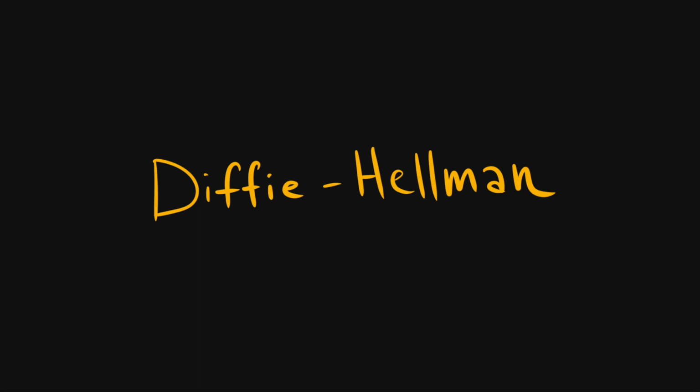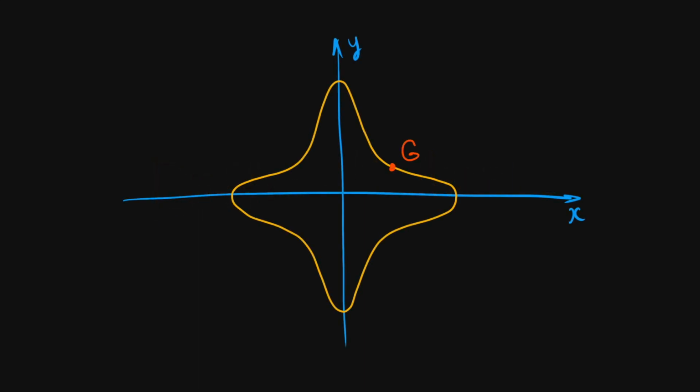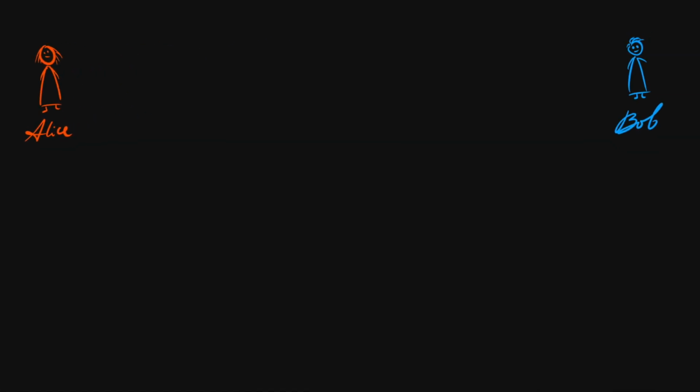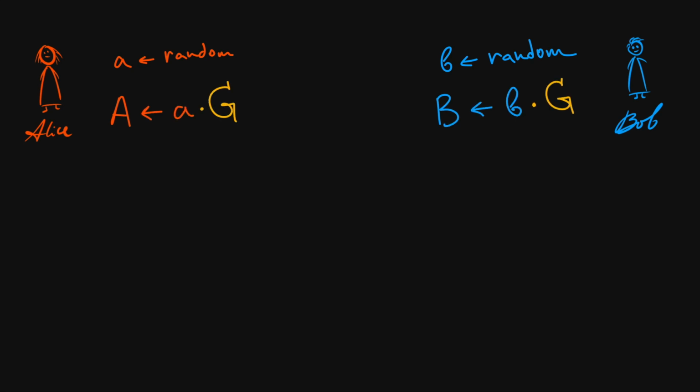Diffie-Hellman protocol allows to establish a shared secret key between two parties. As designers of the protocol, we will choose a specific curve and a starting point G. Let's go back to Alice and Bob. First, each of them chooses a random number, a private key that they will never share. These will be indicated by lowercase letters. Then each computes a corresponding public key. This is a point computed by multiplying the starting point G by the corresponding private key.